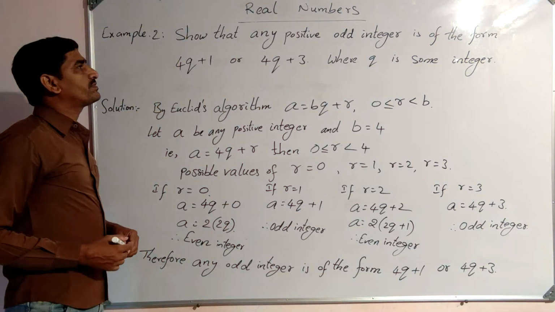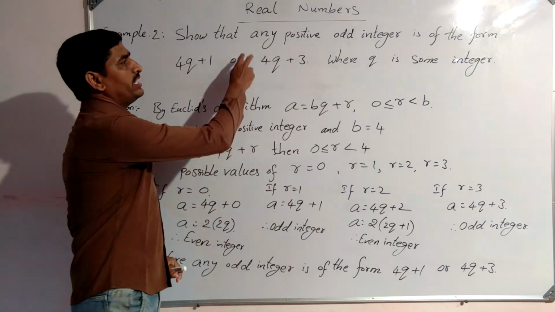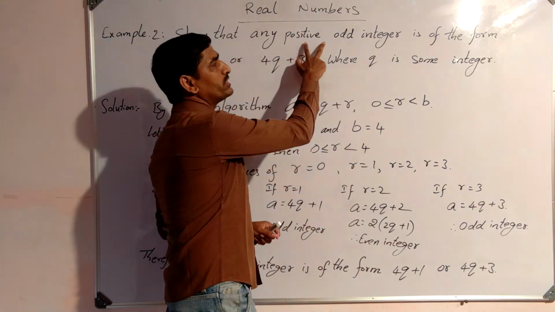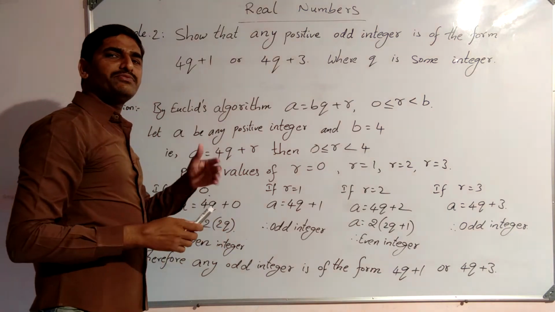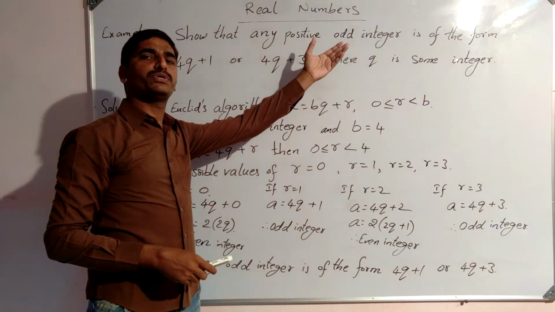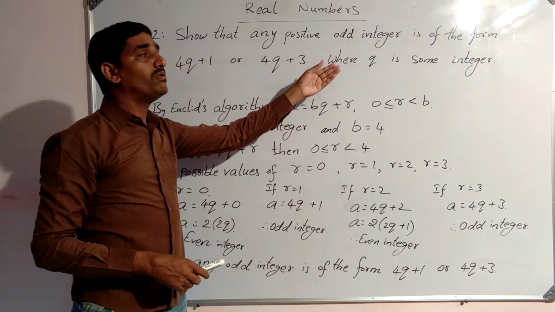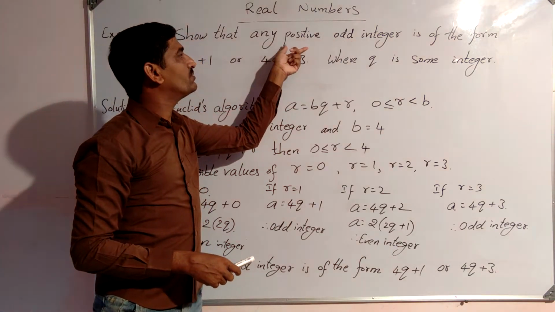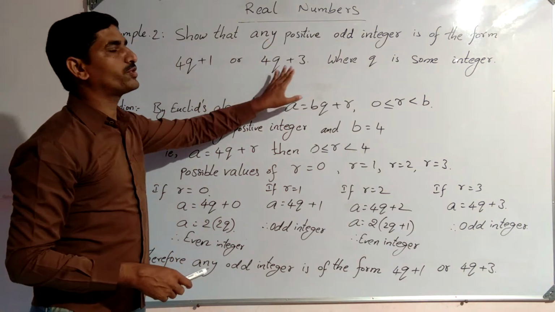Now, example 2 from this chapter: show that any positive odd integer is of the form 4q plus 1 or 4q plus 3. Already we learned earlier that a positive even integer or odd integer is of the form 2q or 2q plus 1. Now, only for odd integers: any positive odd integer is of the form 4q plus 1 or 4q plus 3.